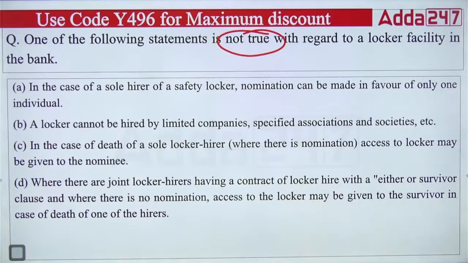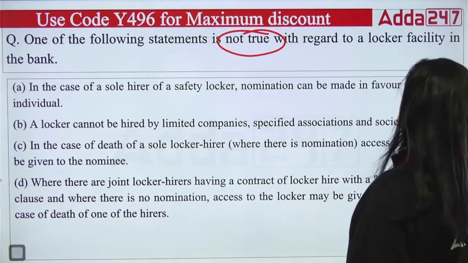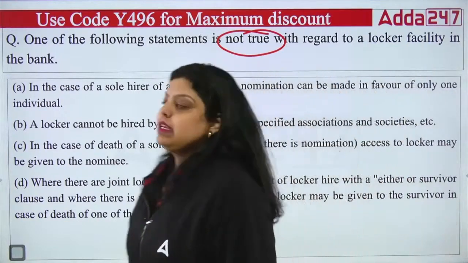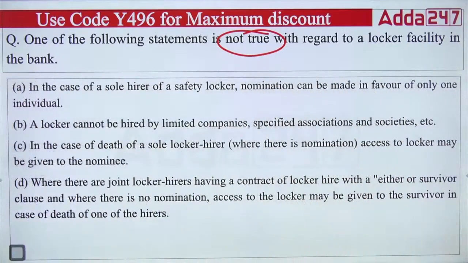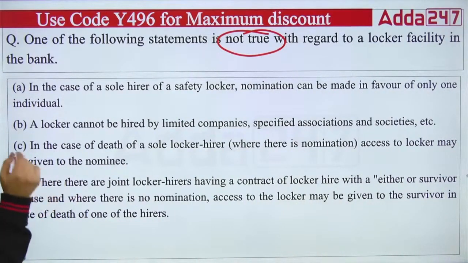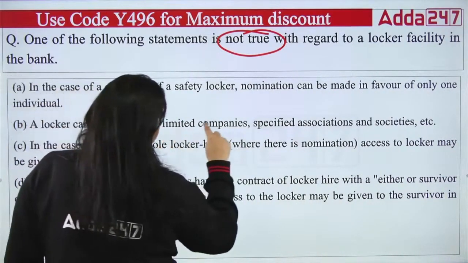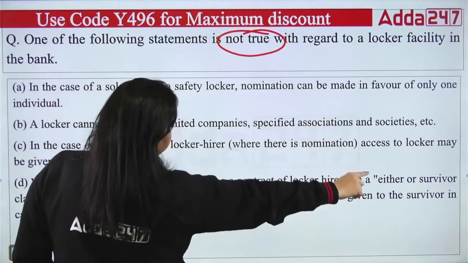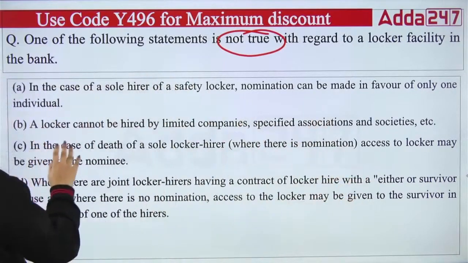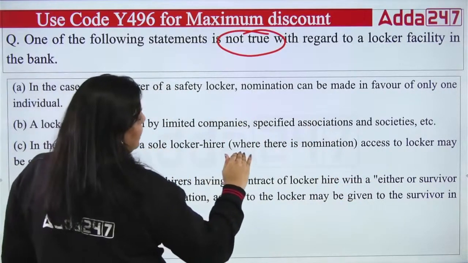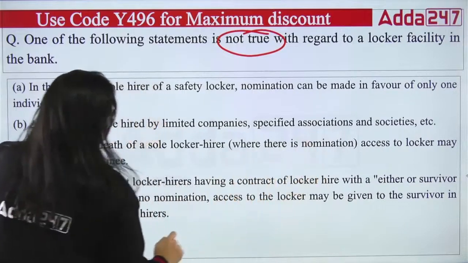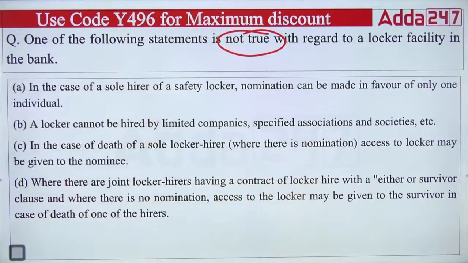First is saying in the case of a sole hirer of a safety locker, nomination can be made in favor of only one individual. Okay, in case of what? In case of sole hirer. Then second is saying a locker cannot be hired by a limited company, specified association and society. Third is saying in the case of death of a sole locker hirer where there is nomination, access to locker may be given to the nominee.